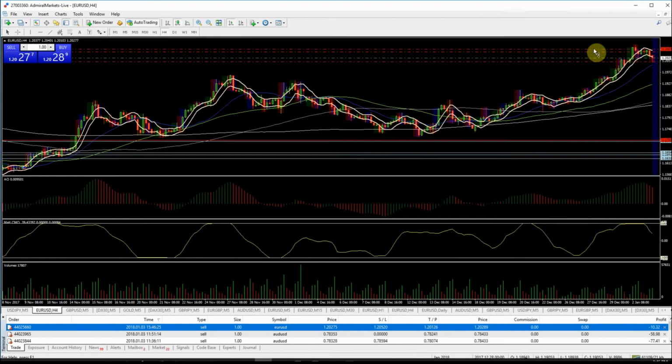Now the 4-hour chart, the euro's still not come down to this 21 period moving average, so that's what I'm going to be looking for on this trade, to continue this run down and come down to this 21 period moving average.